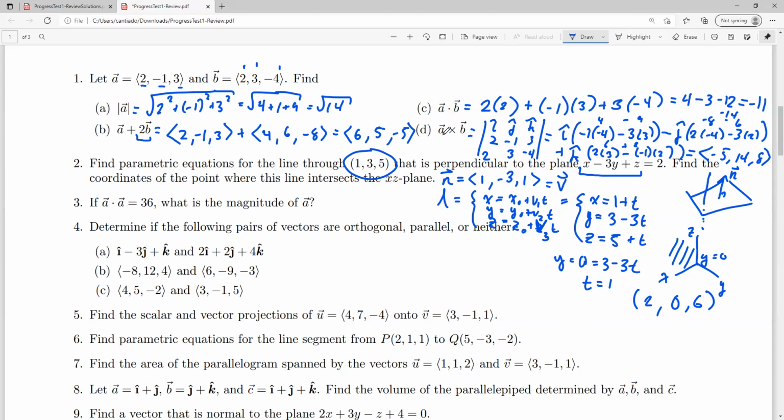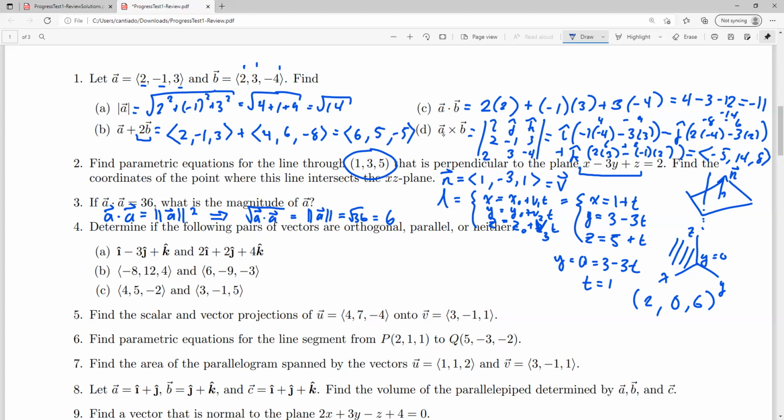Now we're quickly looking at question 3. If you're given the dot product of a vector with itself, you should be able to find the magnitude, because this is the equality right here: A dot A is equal to the magnitude of A squared. Or in other words, the square root of A dot A is equal to the magnitude of A. So in this case, the magnitude of A is just the square root of 36, which is equal to 6. All right, that's all it is.